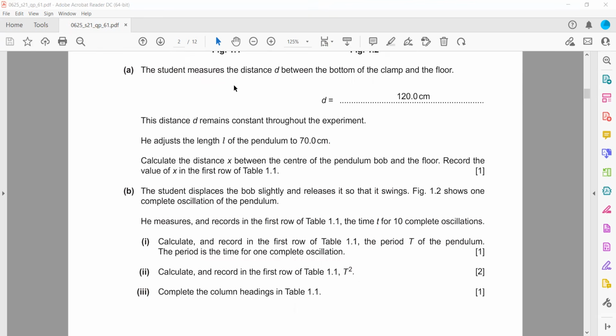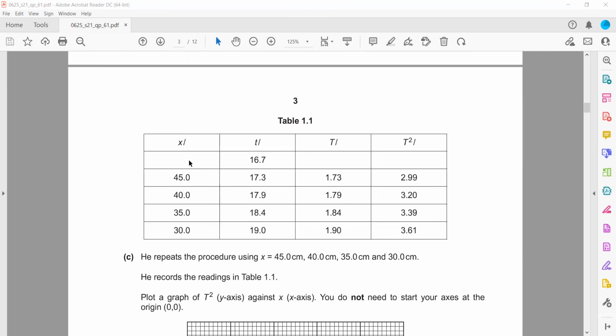Calculate the distance X between the center of the pendulum bob and the floor and record the value of X in the first row of table 1.1. So, the first row of table 1.1. What will be the answer here? That will be equal to 50.